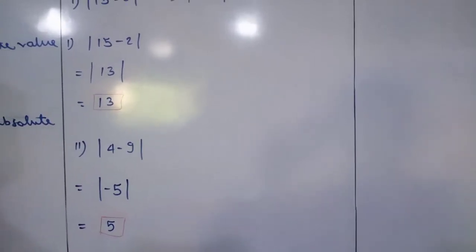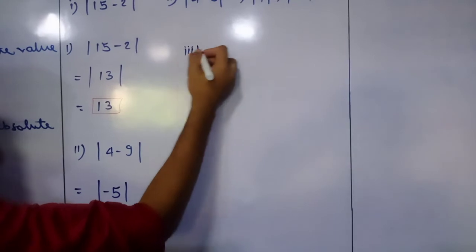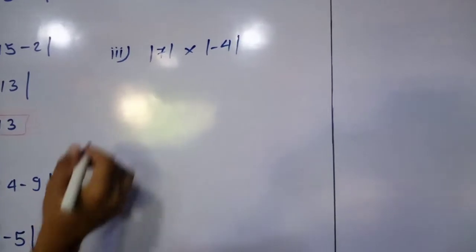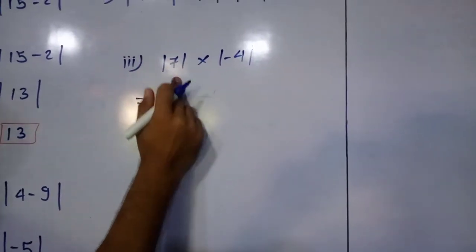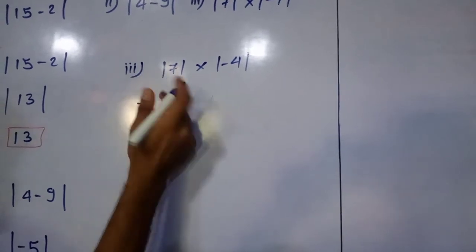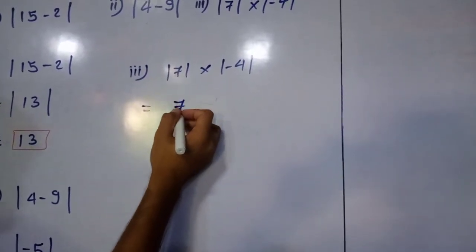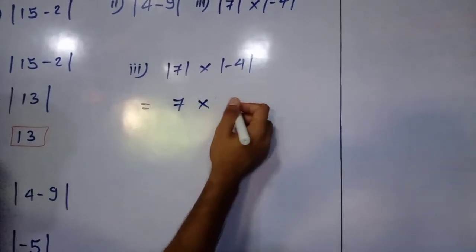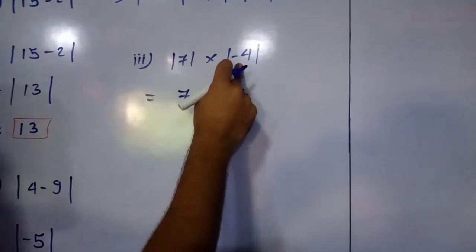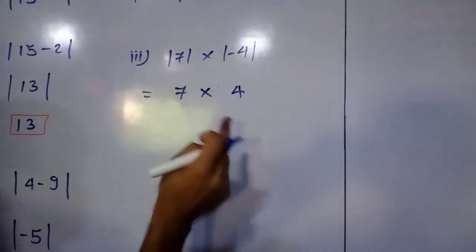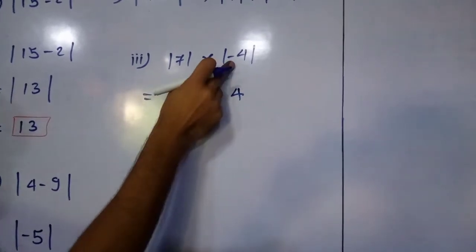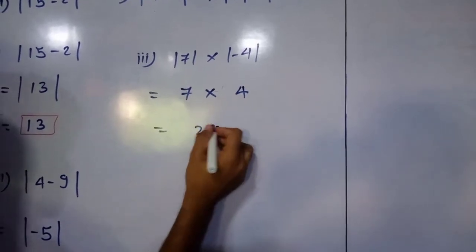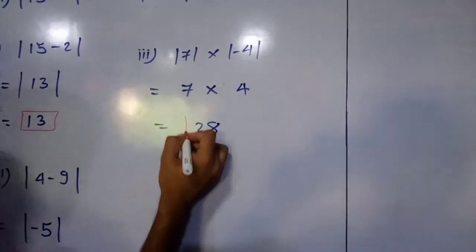Let's see sum number 3. Here we have modulus 7 into modulus minus 4. What is the value of 7? This is a positive number, so it is equal to x, that is 7. What is the absolute value of minus 4? That is plus 4, because it is less than 0, negative. So the absolute value of this is the opposite of x, that is, the opposite of minus 4 is 4. So 7 fours are 28, and that is our answer.